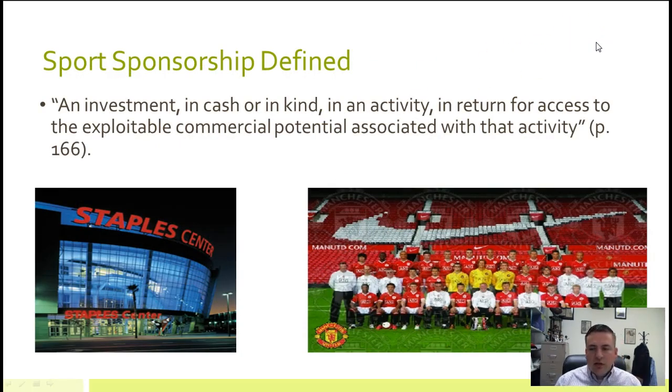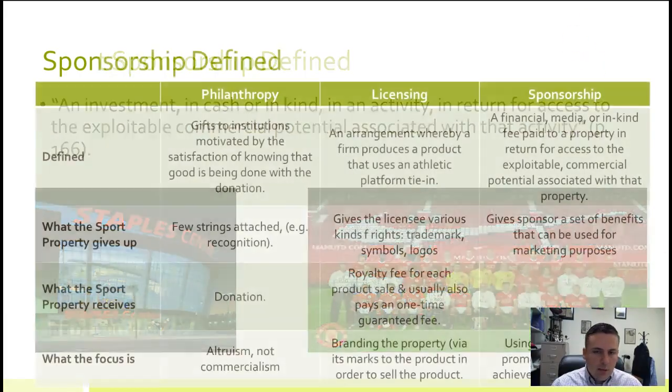So the definition of sports sponsorship is that it is an investment in cash or in kind, also known sometimes as trade, in an activity in return for some exploitable commercial potential associated with that activity. So two examples I have on the screen, the Staples Center. Staples is obviously a company that paid for the rights to be the official name of the facility. And then there's the example of Manchester United and the Nike logo in the seats. Okay, so those are all examples.